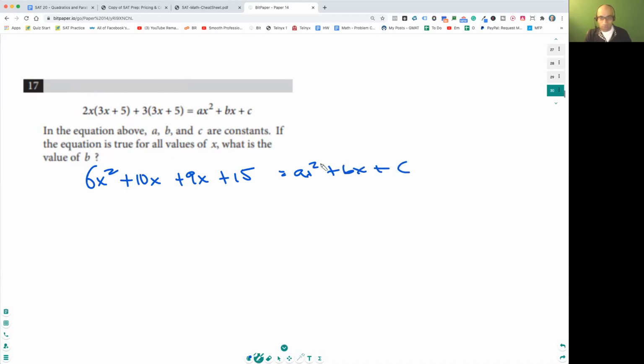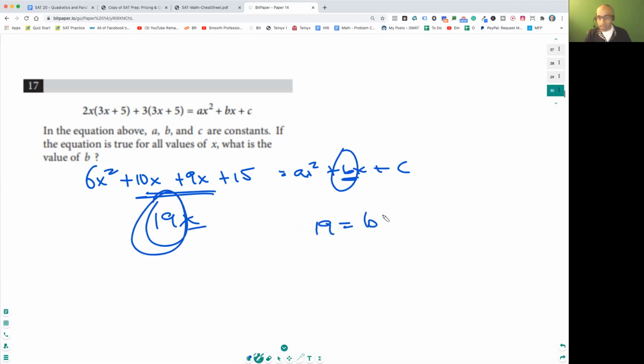I'm not even going to do much over here. This is b, the coefficient b. So I'm just looking for the coefficient over here. I'm just going to group this first, which we haven't talked about, 19x, and just copy this down. 19 is the number in front of x, and that's what b is. So 19 is equal to b, and that's your answer.